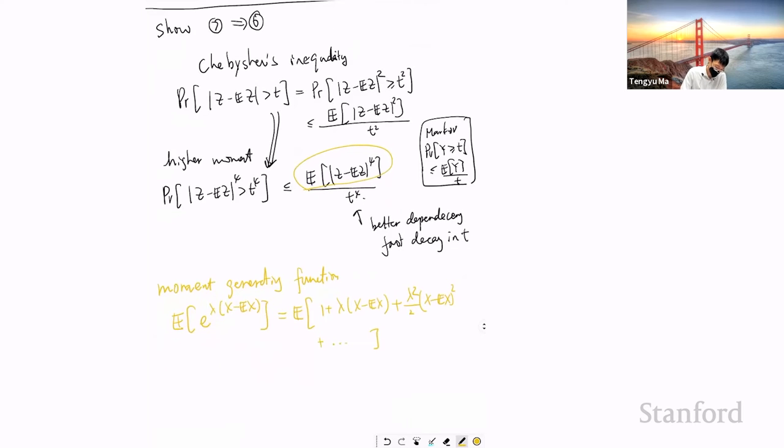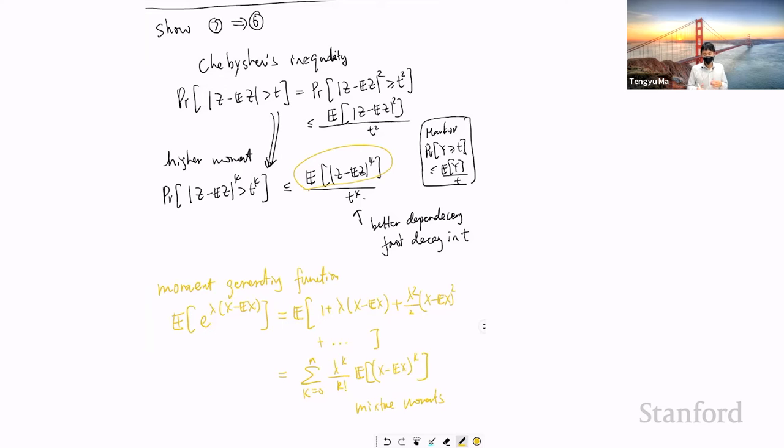If you write it more formally, this is the sum over k from 0 to n, and the coefficient of the Taylor expansion is lambda to the power k over k factorial, times the expectation, where you switch the expectation with the sum, of (X minus EX) to the power k. So you can see that this moment generating function is really a mixture of different moments. You have all the moments, and every moment has a different weight in front of it.